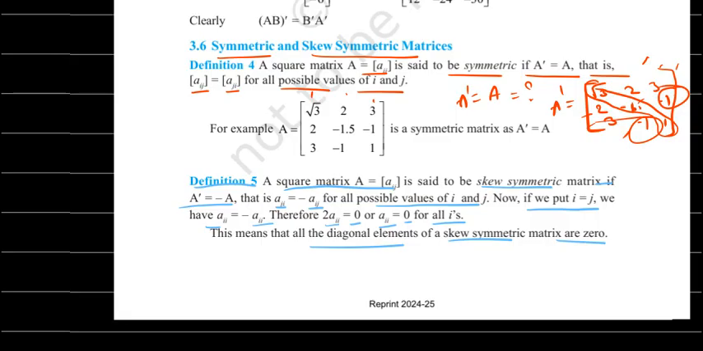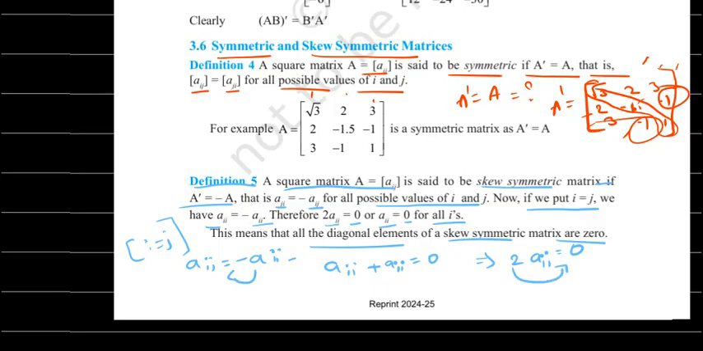What do you mean by this A dash and 2Aii? See, they have written that if i is equal to j, it means row is equal to column. Since it is a square matrix, rows should be equal to the columns, and this condition is satisfied. So they have replaced this j with i. It will become 2Aii, and they have shifted this here, and this will become 2Aii equal to 0. If we transfer the 2 to the denominator, it is still 0, because 0 divided by anything is always 0.